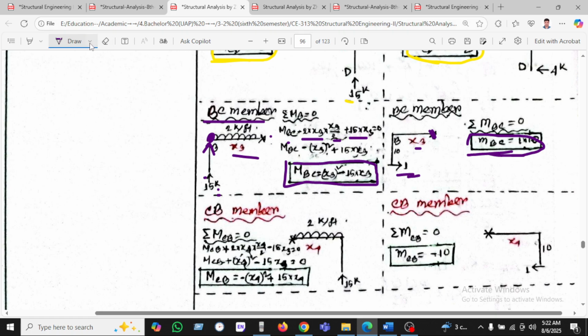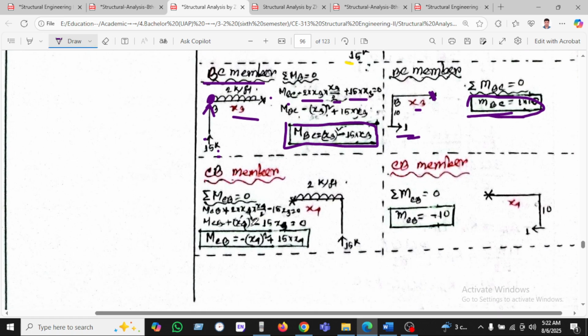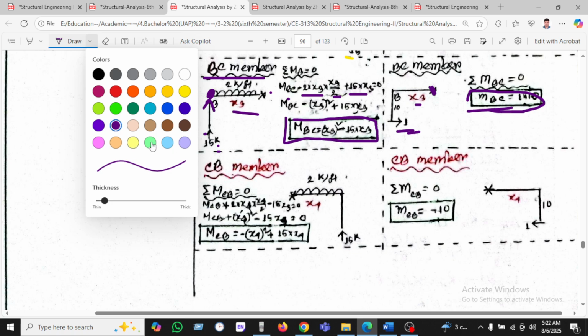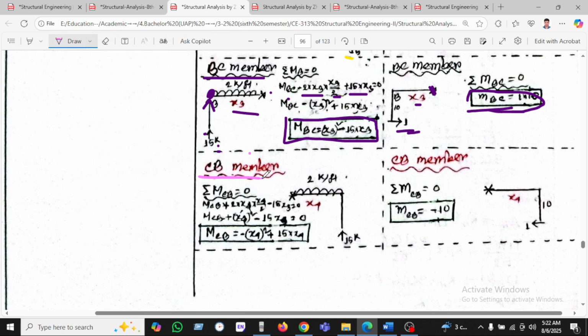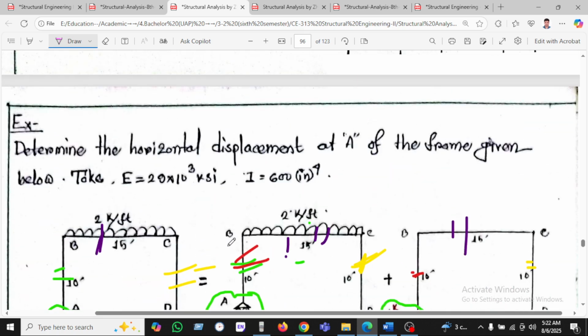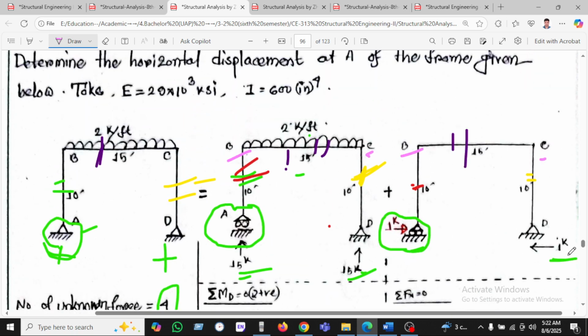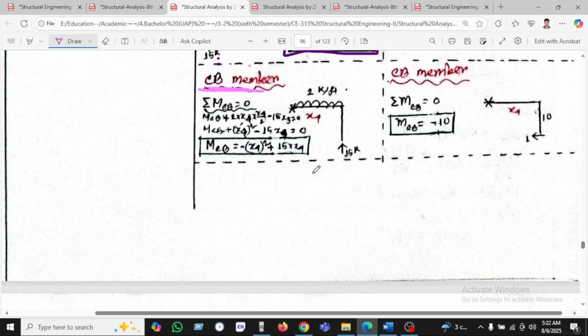And the last one, the CB member. BC and CB will be acting here. Which color should I take? This is the CB member. CB means this is C, this is B. BC and CB are the same, but the load conditions are different and in a different location. So this is the load we have been seeing here. For the two loads, MCB into 2 into x4 divided by 2 and 15 into x3, and this is our equation.